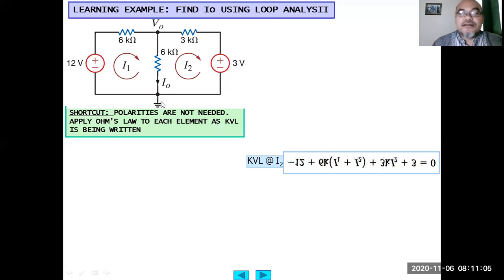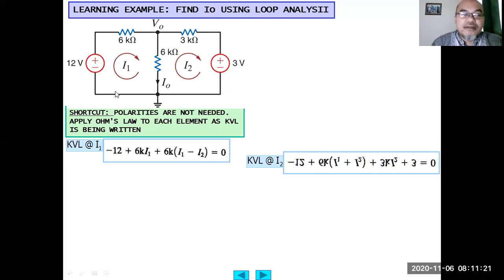So first, you do not need to really assign polarities in the resistor. We can just apply Ohm's law to each element when we write the Kirchhoff voltage law. So for example, in loop current 1, I1, from here, it is increasing. So remember, usually we assign using passive sign convention, and passive convention is based on voltage drop, right? Because the current flows into the positive terminal and goes out from the negative terminal. So passive sign convention is based on voltage drop.